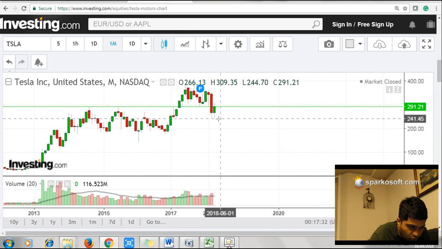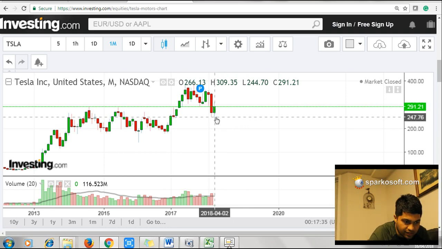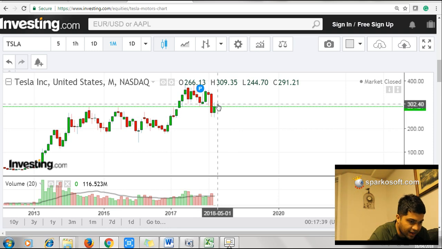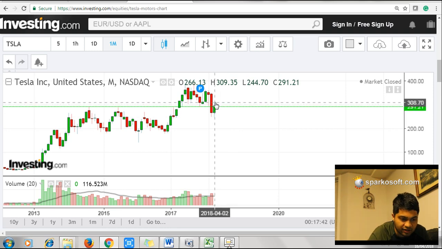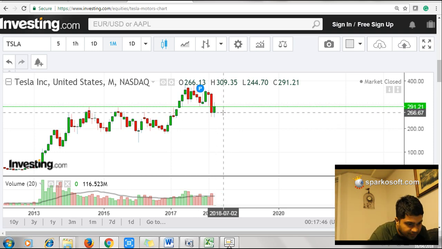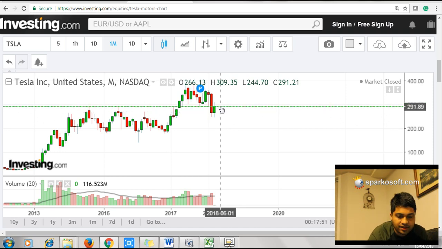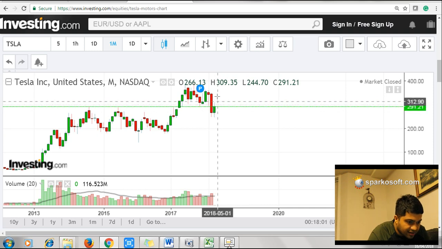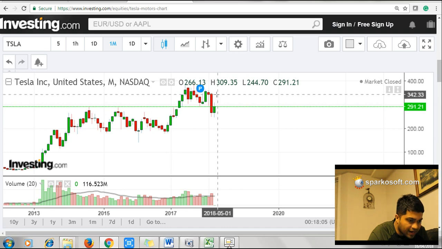It has the lower needle. This is the lower needle, right? The lowest point in the particular time frame. This is the higher needle, the highest point in the particular time frame. Then the body of the candle. Now if the body of the candle is green, it means the base of the body is the open and the top of the candle is the close. If it is red, then the base of the candle is the close and the top of the candle is the open.